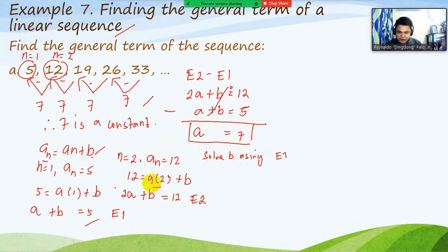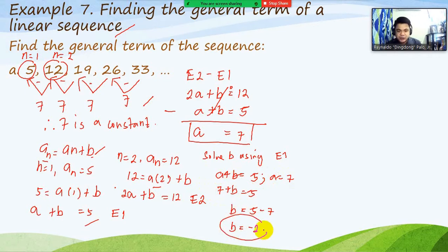So this is our first equation: a plus b equals 5, wherein the value of a is 7. Substitute: 7 plus b equals 5. Using the addition property of equality, we have to remove 7 here by getting its opposite. The opposite of 7 is negative 7. So therefore, b is equal to 5 minus 7, or negative 2.